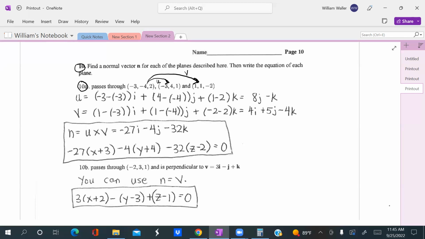So you just find the cross product of U cross V. That will be your normal vector. It doesn't have to be a unit vector.